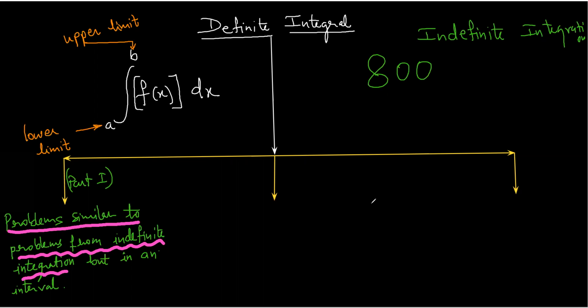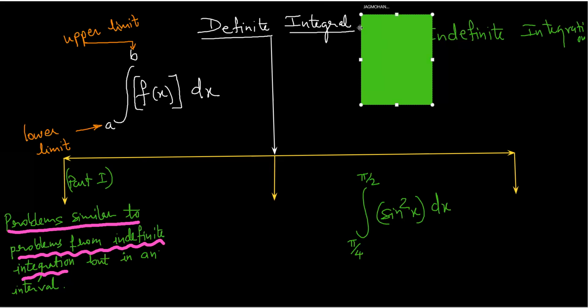For example, suppose I write here integration of sine square x dx. Now you know the method of integrating sine square x dx. You have already done this problem in the earlier topic of indefinite integration. If I put a limit on sine square x dx, say pi by 4 to pi by 2, now this becomes a problem from definite integration. This is going to be the first part of our definite integral problems.